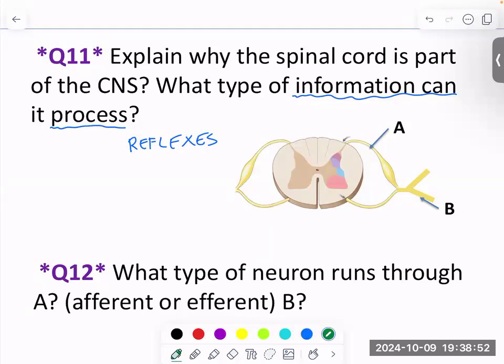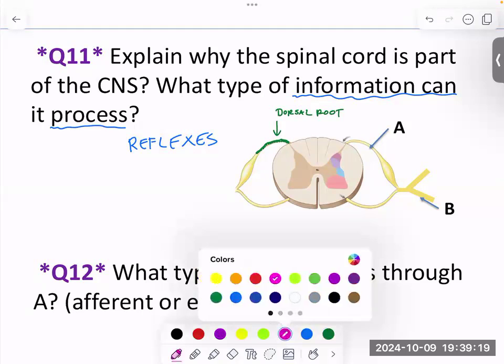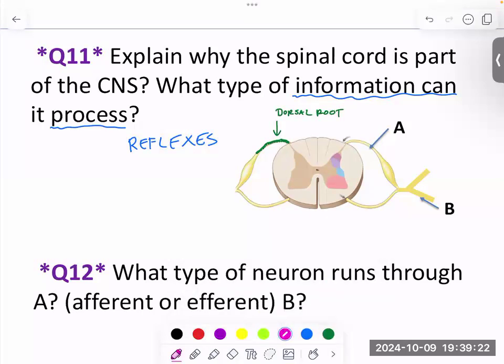What type of neuron runs through this part A? Afferent or efferent? Afferent and afferent only. That is the dorsal root. It does afferent only. Sensory information only. What about B? That is the ventral ramus.